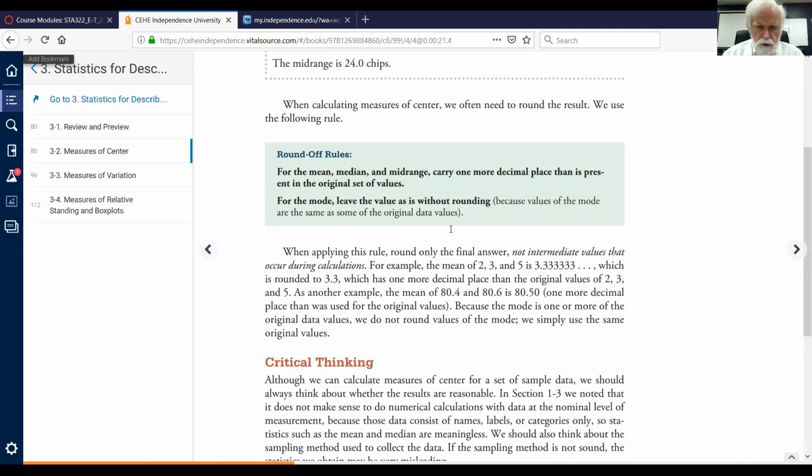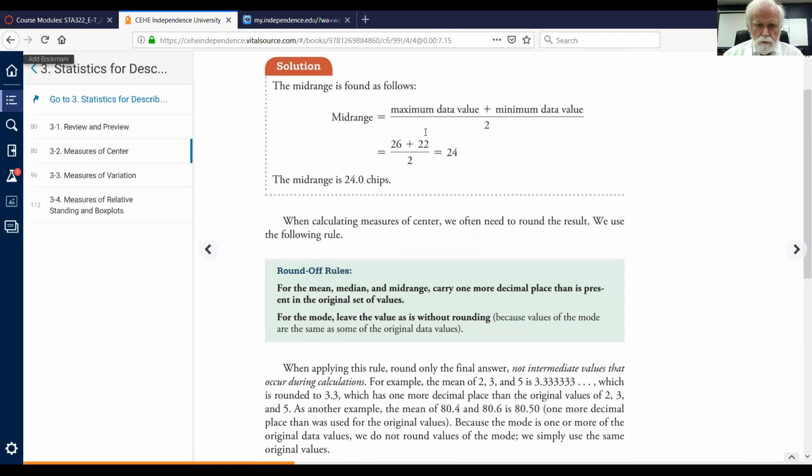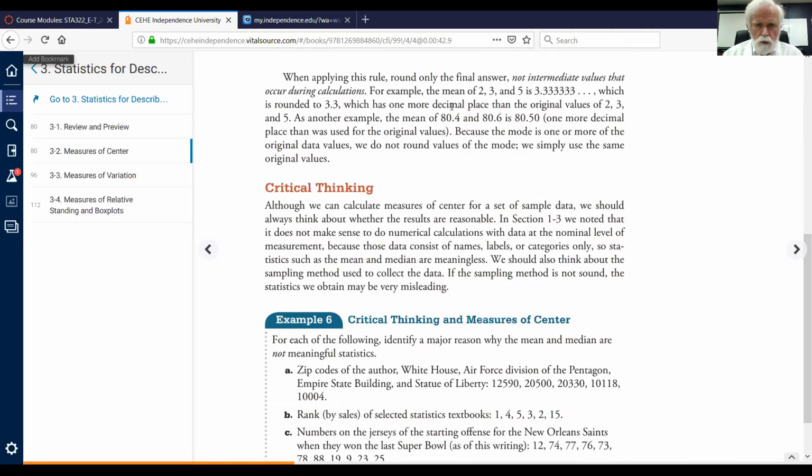There are some round-off rules, just basically one more decimal place than is present in the original set of values, which is why this is 24.0 as opposed to 24. So we want to round only the final answer. We don't round any of the components until we get to the last step. In fact, in most of math, it's considered appropriate to not do your rounding until you've done all of the calculations.